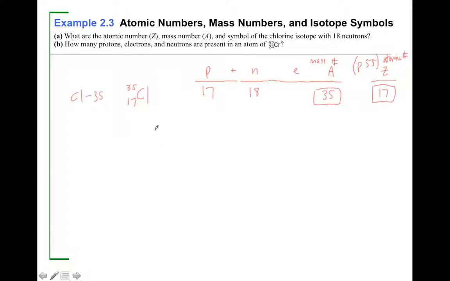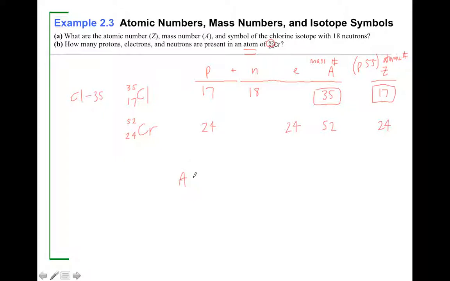What about part B? Let's look at this one here. How many protons, electrons, and neutrons are present in an atom of chromium-52, Cr 52 with atomic number 24? Well, this is the atomic number, so I'm going to put 24. The atomic number and the number of protons are always the same, so 24 here. The number of electrons: if this is an atom, that means it's not an ion, so it's neutral. If it's neutral, how many electrons does it have? 24, right? And finally, the mass number is 52, because it's given to us here.